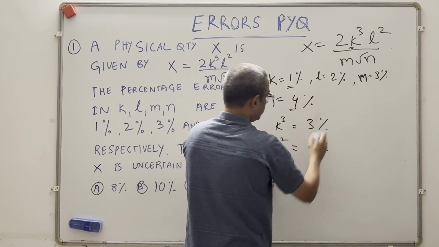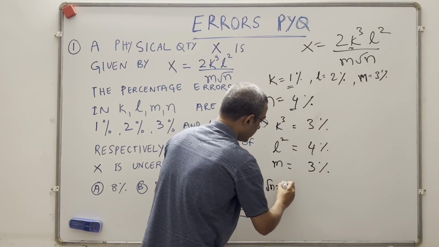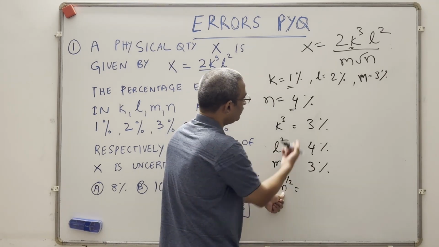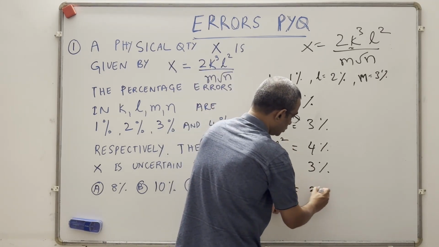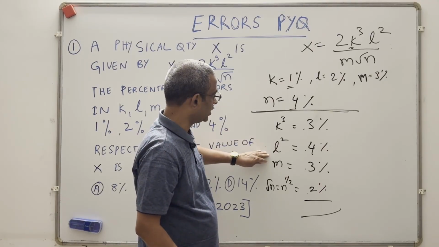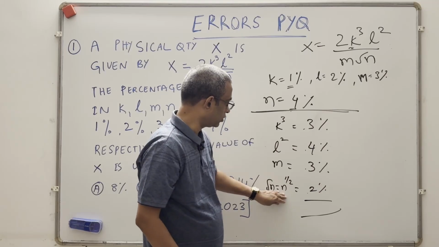And we have m. M is 3%. And we have root of n, or n power half. So the error in n power half is half into 4, that is 2%. So in k cube, the error is 3%. In L square, it is 4%. In m, it is 3%, and root n is 2%.